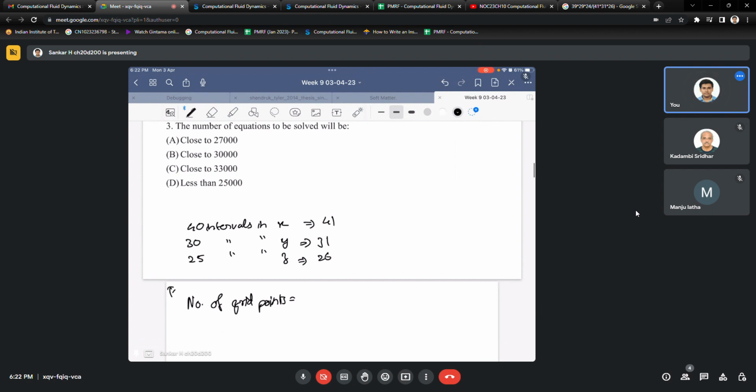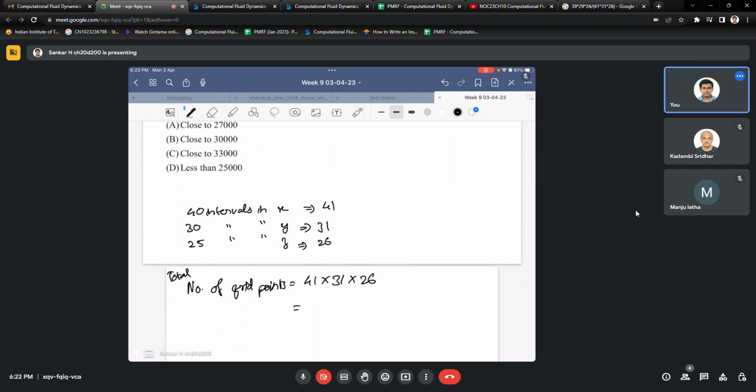Therefore, the total number of grid points will be basically the multiplication of these individual numbers of grid points, and finally we'll get the total number of grid points. We can calculate maybe 33,000 we'll get approximately. Let me just find out the exact number over here.